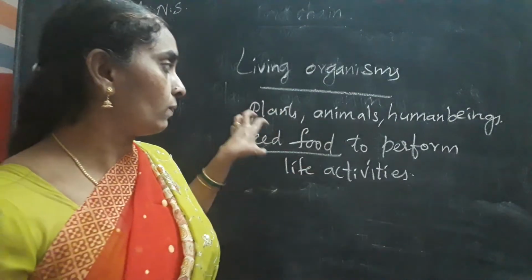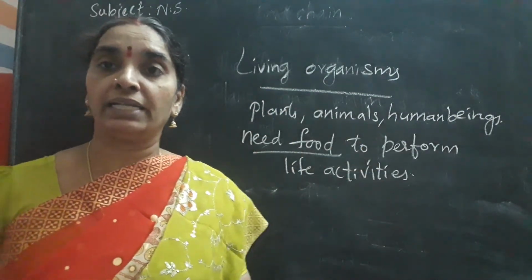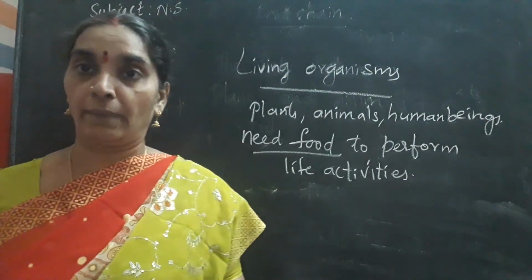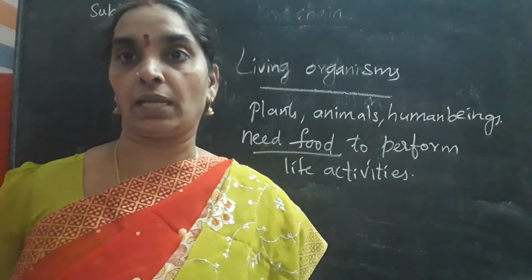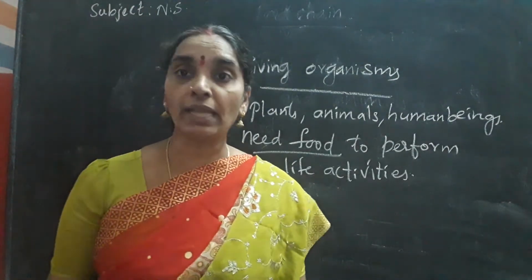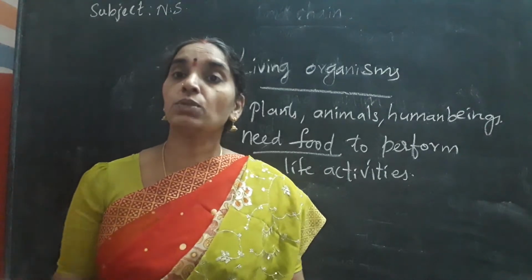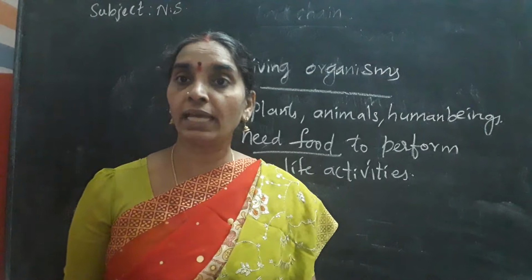Okay, so that is the requirement of food. This food is obtained by different animals in different manners. What is this? We are going to learn in this topic now. All the organisms depend on one another for their food. So there is an interdependence between plants and animals for their food.